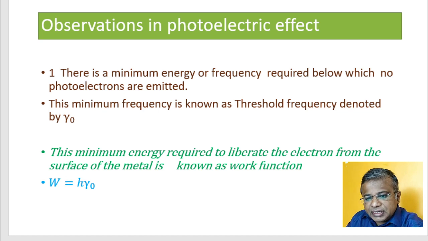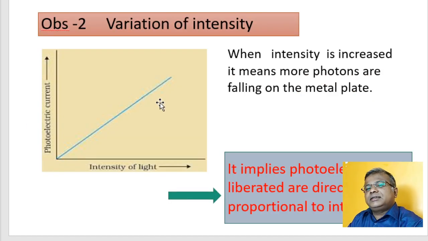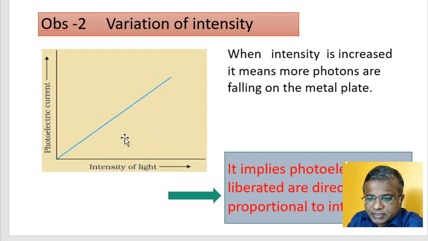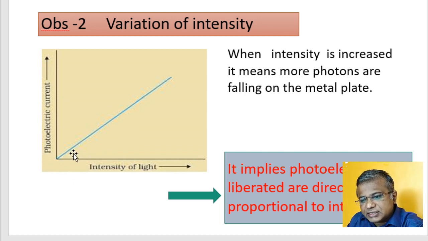Then next, we saw from the simulation itself that as the intensity of light increases, there was a continuous increase in the photocurrent. This was the second observation.